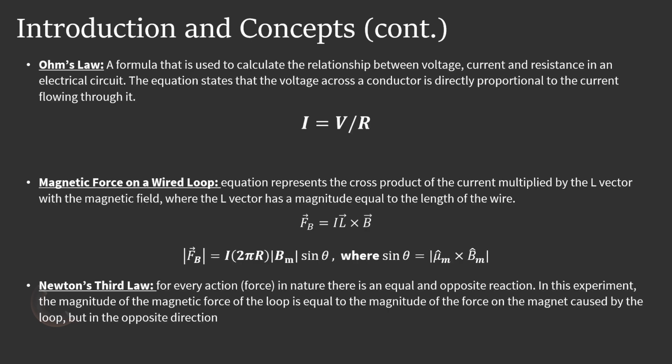In this lab, we also used the formula for Ohm's law to calculate the relationship between voltage, current, and resistance. Then the magnetic force of a wire loop equation represents the cross product of the current multiplied by the L vector with the magnetic field, where the L vector has a magnitude equal to the length of the wire, which is 2 pi r. And then Newton's third law basically just states that every action has an equal and opposite reaction, and this concept is a focal point for this whole lab.